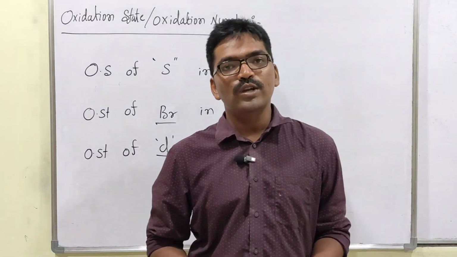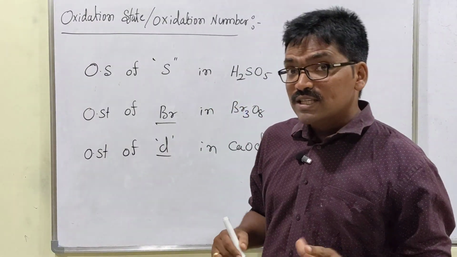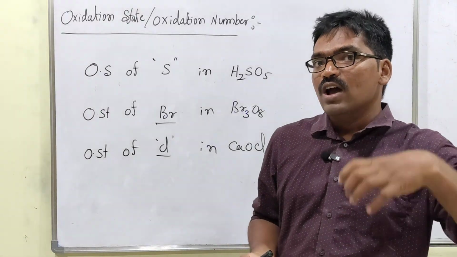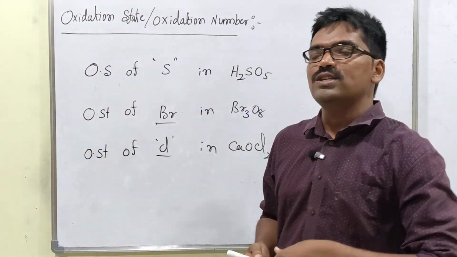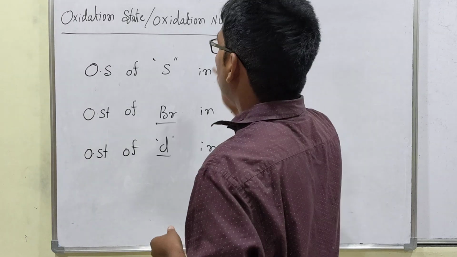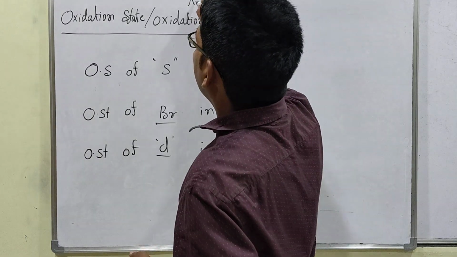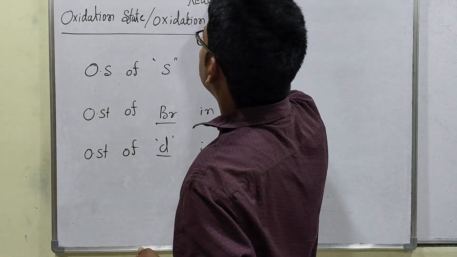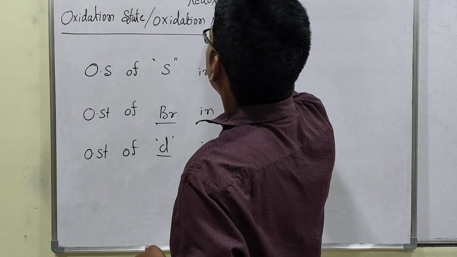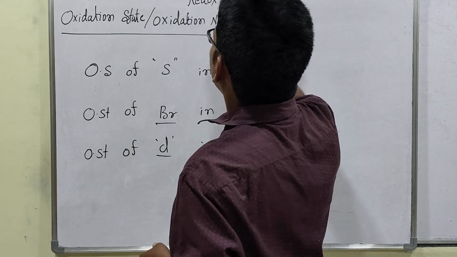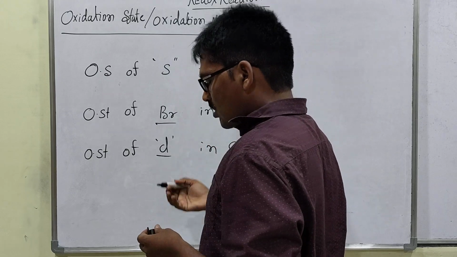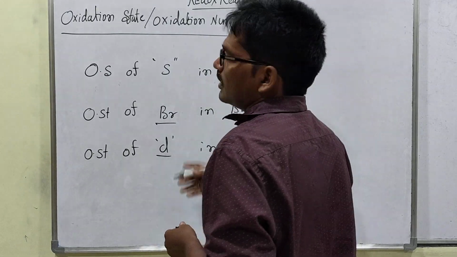So today we are going to discuss the redox reactions chapter, in that, oxidation number and oxidation state. Oxidation number or oxidation state. So the chapter name is redox reactions. In the redox reactions, the first topic is oxidation state or oxidation number.